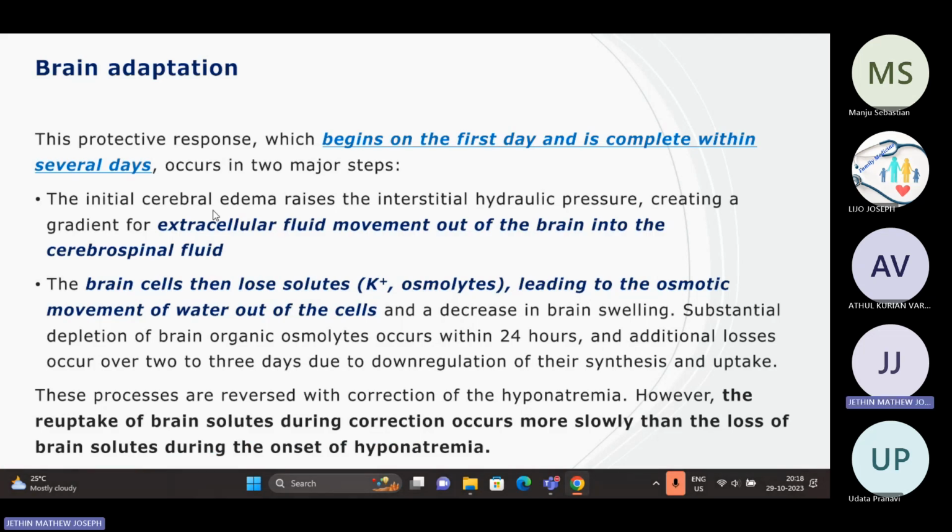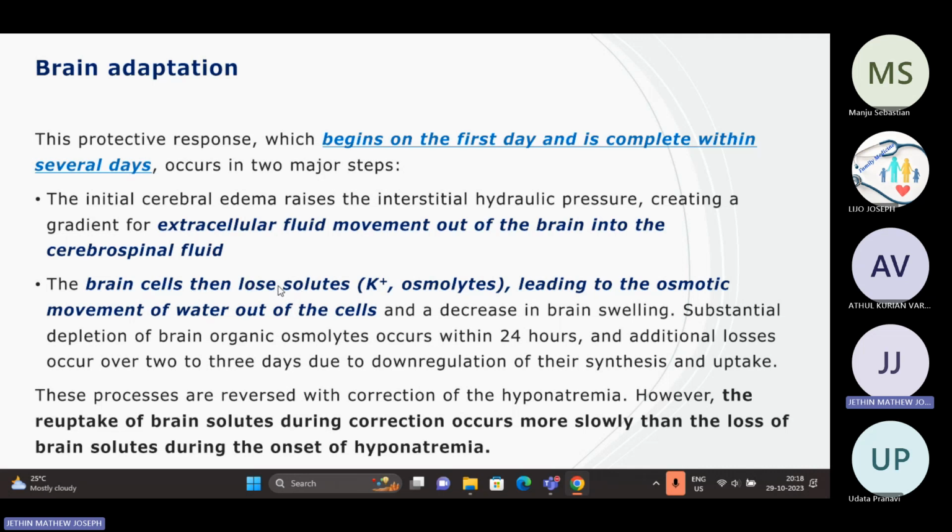Brain adaptation, as I mentioned, begins on the first day, but it takes several days to complete. It occurs in two steps. One step is that the initial cerebral edema will raise the interstitial hydraulic pressure. This creates a pressure gradient for extracellular fluid movement out of the brain into the CSF. And the next one is what I explained earlier.